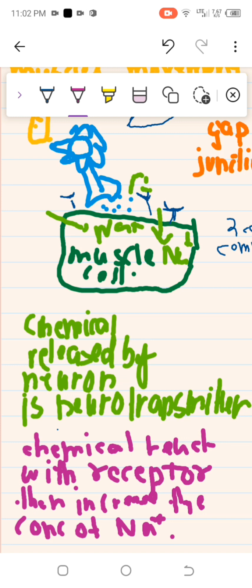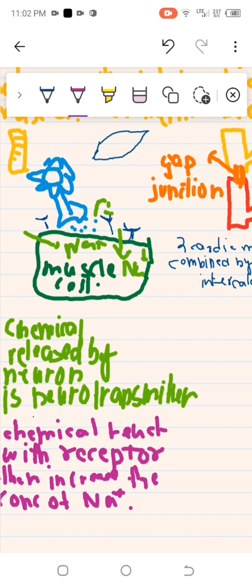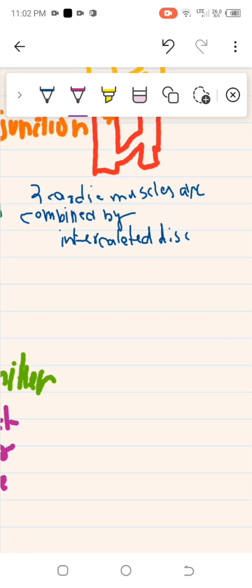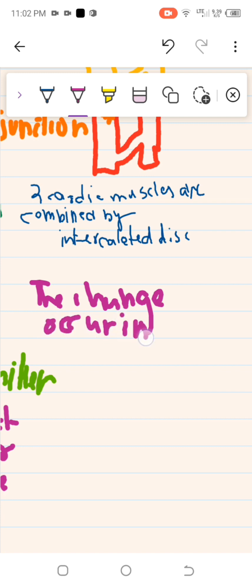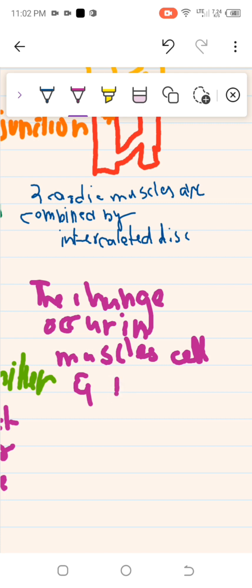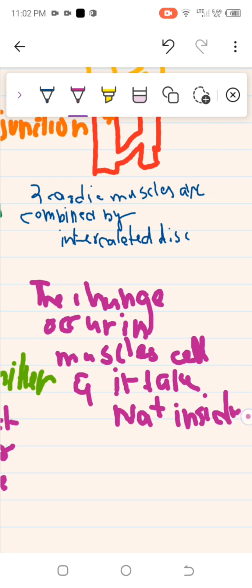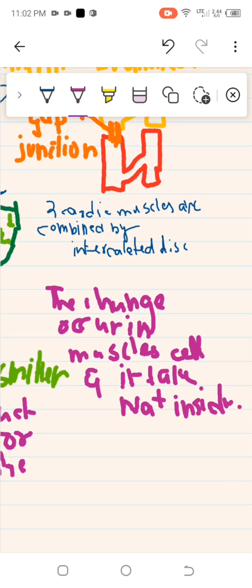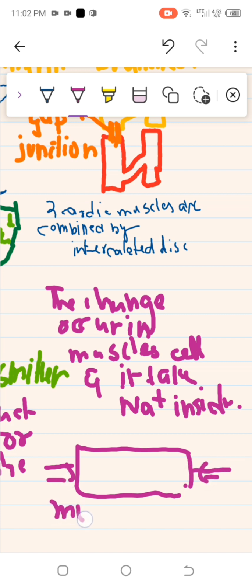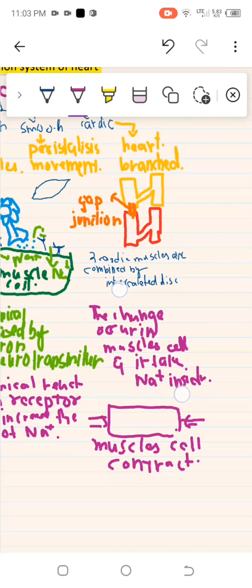So this means how they are increasing it in the muscle cell. When the chemical attaches to the receptor, it changes the permeability of the muscle wall. That means changes occur in the muscle cell wall, and it takes Na inside. I hope this is clear to you guys. So when Na goes inside, the muscle cell will contract. The muscle cell will contract from both sides. Fine.